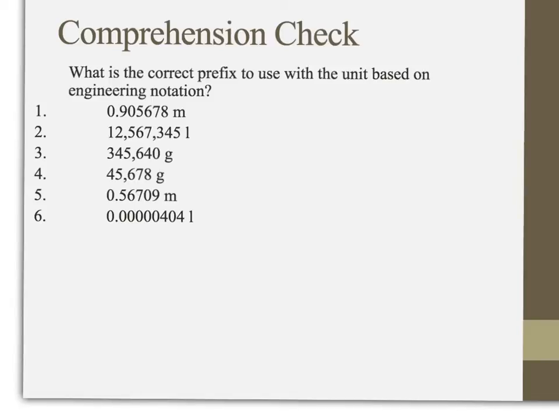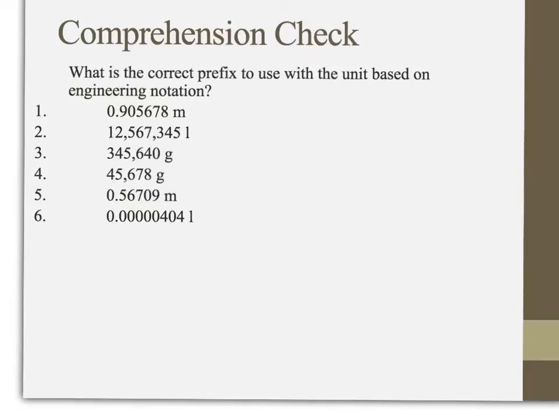In these problems, I'd like for you to rewrite the number with the correct prefix based on the engineering notation. And when you do so, round it to 3 significant figures. So you need to remember how to find significant figures, how to round, how to find engineering notation, and then the correct prefix.